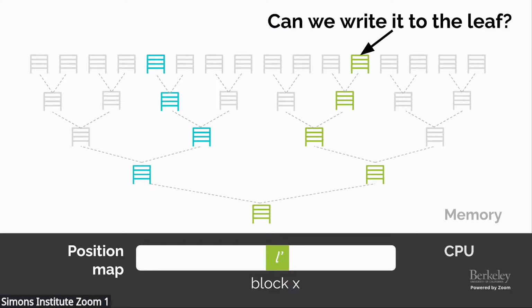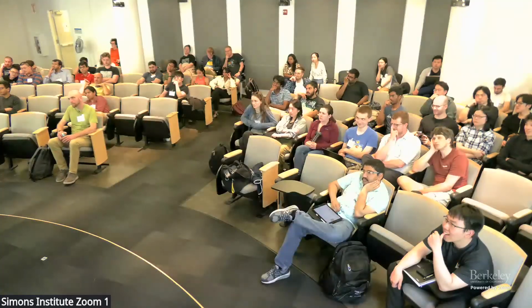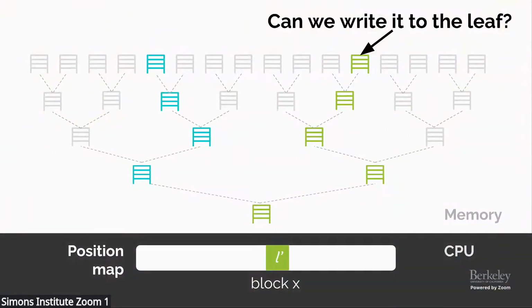Like, for instance, can I write it to the leaf node? Can I write it to the leaf node? Okay, I see many people saying no, right? And the answer should be no, because if you write it to the leaf node, you leak that you have read something from the blue path, and it's now on the green path. So the next time, if you are asking for the same block, it'll leak information. Like if you go to the green path, it's likely you're just asking for the same thing.